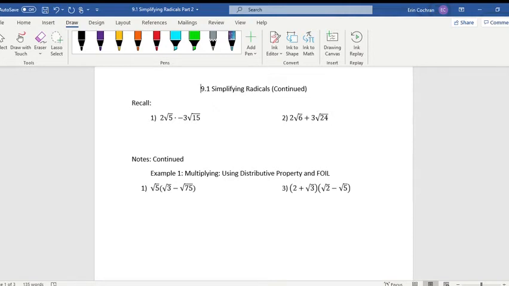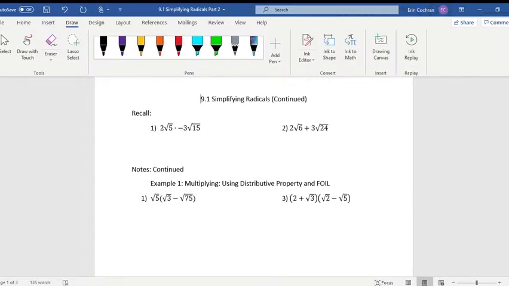All right, today we are going to go ahead and finish simplifying radicals, okay? So what we're going to do first is review what we did last class, okay?